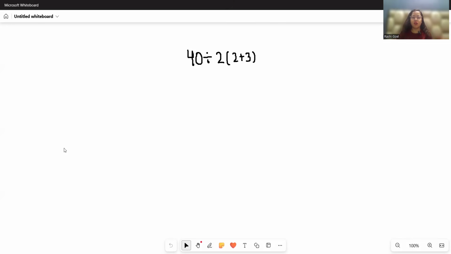So we are going to solve this: 40 ÷ 2(2 + 3). So 2 plus 3 is 5, and 2 times 5 is 10. Now 40 divided by 10 is 4, which is the incorrect answer. Yes, you heard it right.